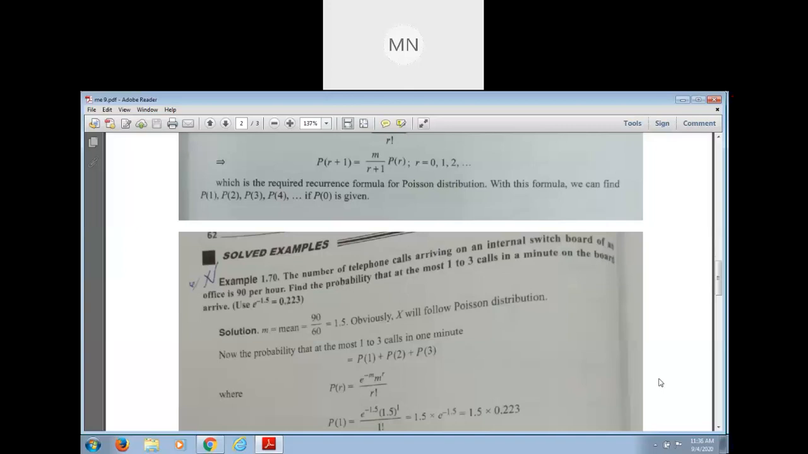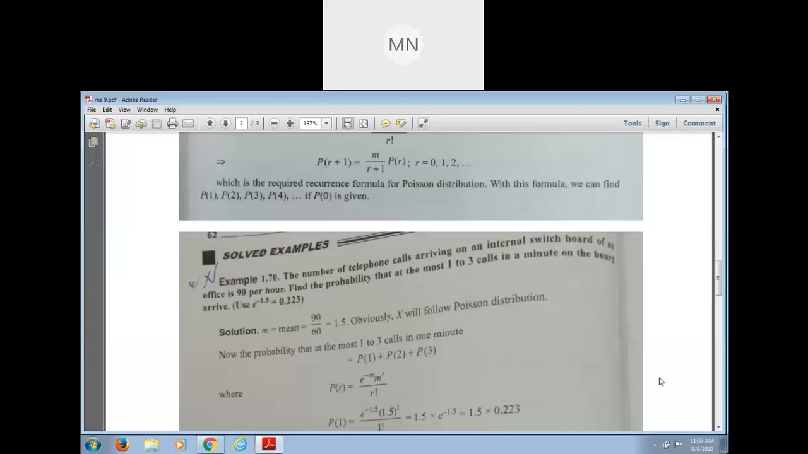In Poisson's case, the condition is: when n is very large and the probability is very small, in that situation we use Poisson distribution. You see that the mean m is 1.5, very small, therefore we use Poisson distribution. We are asked to find the probability that at most 1 to 3. At most 1 to 3 means it starts from 1 up to 3. Therefore, the required probability will be P of x equals 1 plus P of x equals 2 plus P of x equals 3.